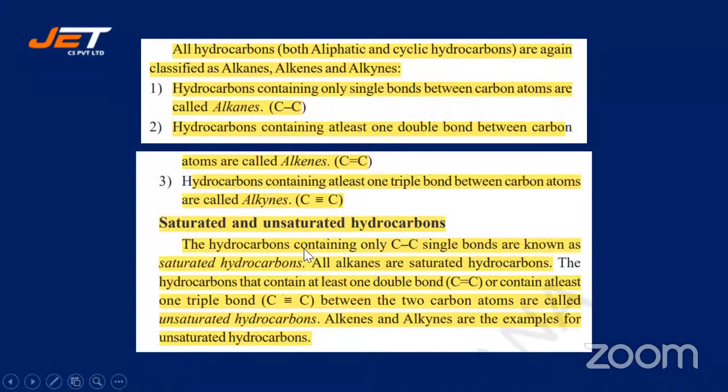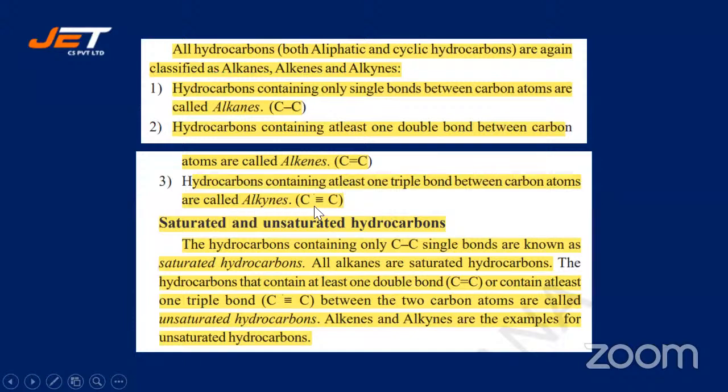Just 1 second. Yes. So all hydrocarbons, both aliphatic and cyclic hydrocarbons, are again classified as alkanes, alkenes, and alkynes. Hydrocarbons containing only single bonds between carbon atoms are called alkanes. Hydrocarbons containing at least one double bond between carbon atoms are called alkenes. Single bond means alkanes, double bond means alkenes. Hydrocarbons containing at least one triple bond between carbon atoms are called alkynes.